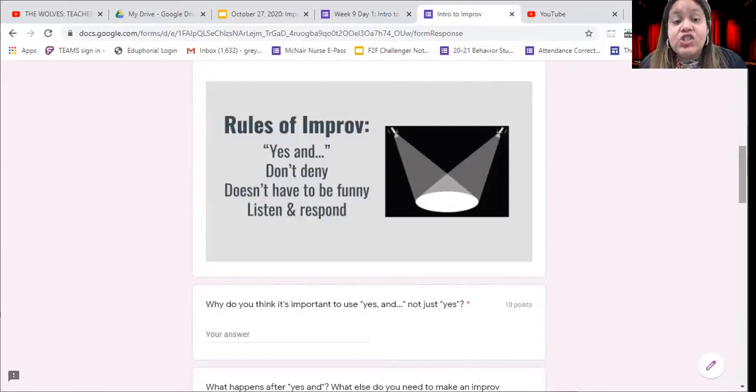The second rule is don't deny. That goes along with yes and. What don't deny means is that you don't immediately say no. Saying no during a scene shuts down the other person and it really gives them nowhere to go. So effectively, like our example we just did, if someone says, "It's cold outside," and I say, "No, it's not," that doesn't really give the other person anything to go off of.